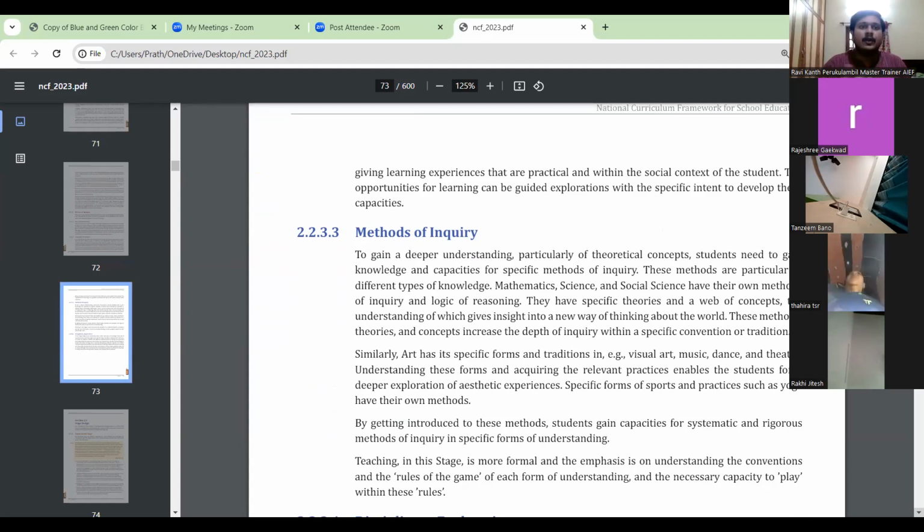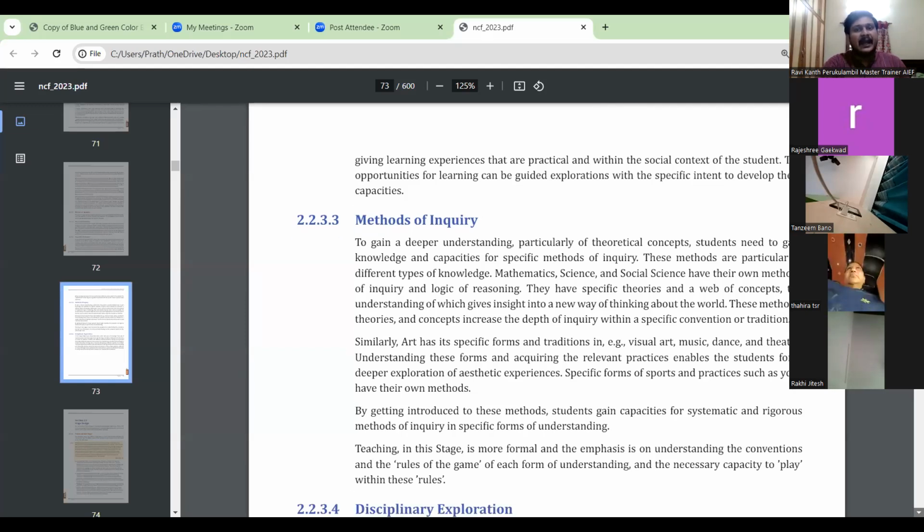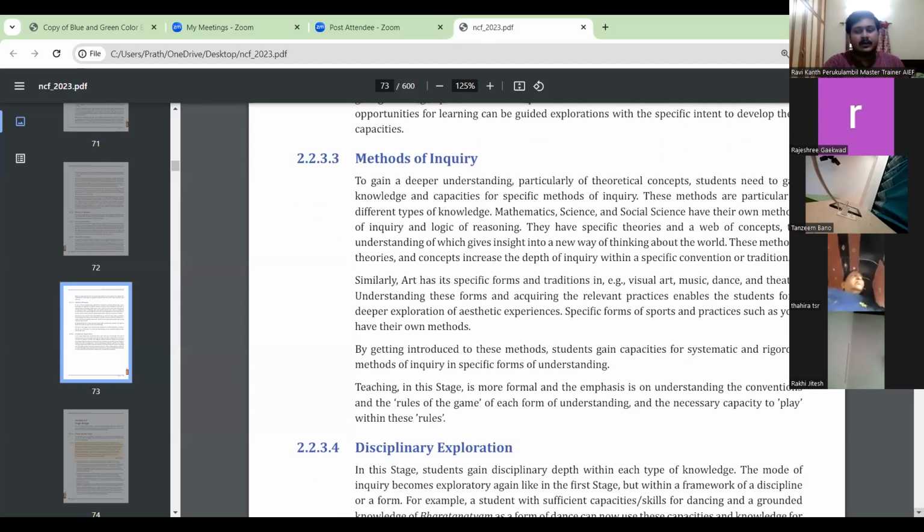There is a module called Vidya Pravesh. Please go and browse Vidya Pravesh online so that you will understand what is being spoken here. The opportunities for learning can be guided explorations with the specific intent to develop those capacities. We have spoken about capacities, isn't it? Attention, perseverance, apart from that, memory, developing memory and all. We have to arrange activities in such a way that these capacities can be developed in the child. So that is all about capacities and how to develop capacities in the children.